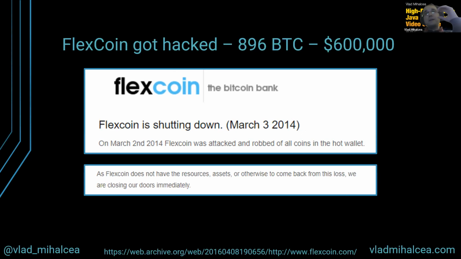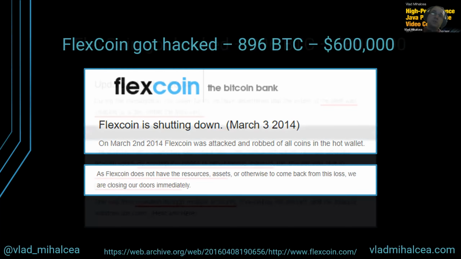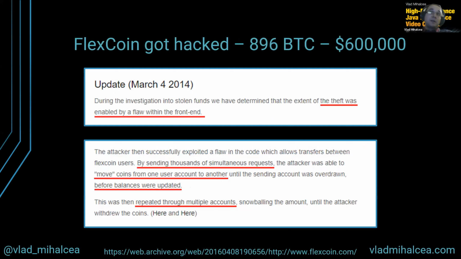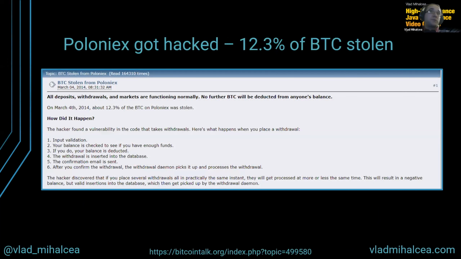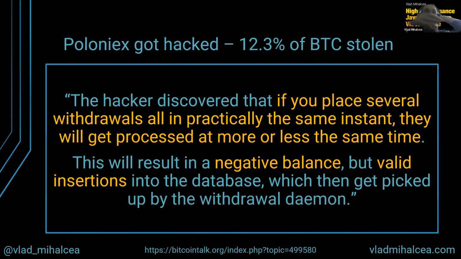Someone figured out that they were not properly validating the transfers between accounts, and they speculated on it, and managed to steal all their Bitcoin, 900 Bitcoin. At the time, it was not as much as it is today, but it was enough to steal most of their funds and for them to go bankrupt. So this is one example, but there are many more. If you search for this, you are going to find even more examples. Poloniex also got hacked around the same time, and they lost 12% of their Bitcoins. And it was the same kind of attack.